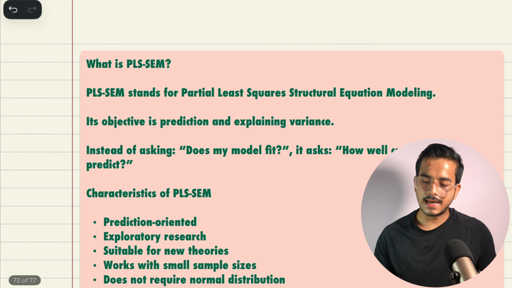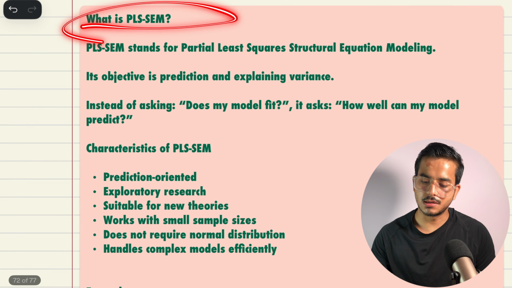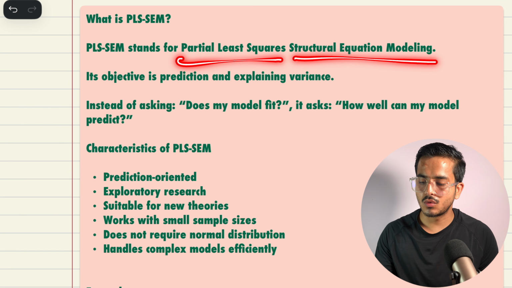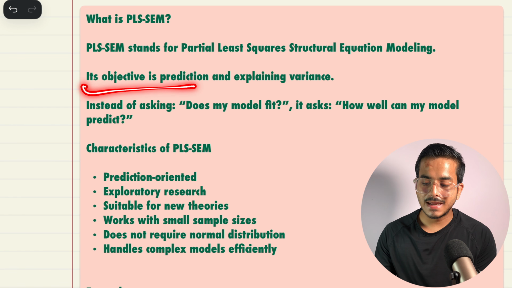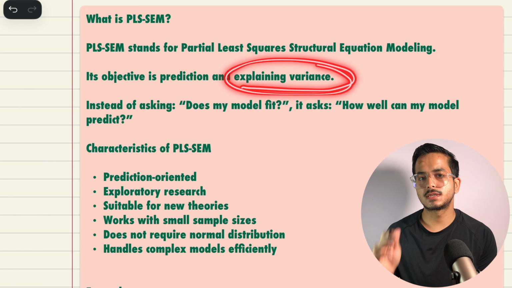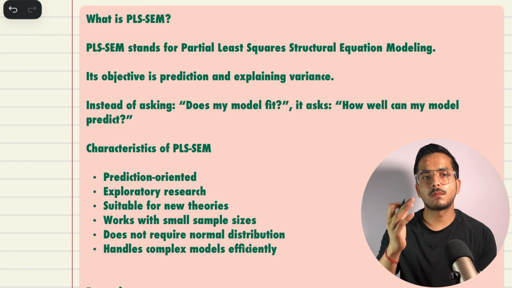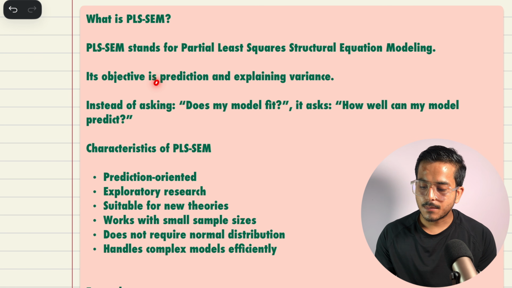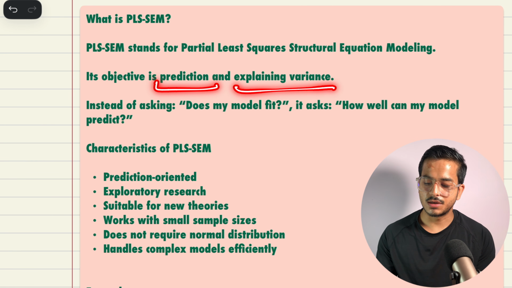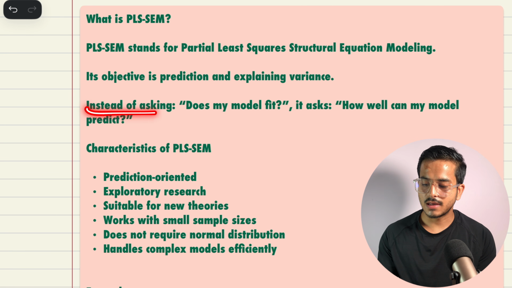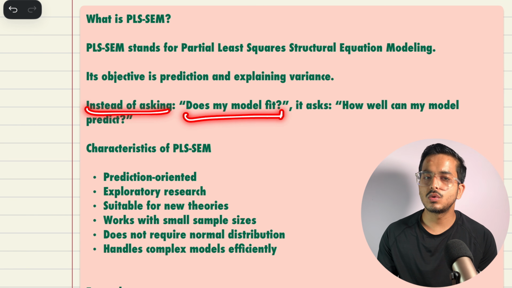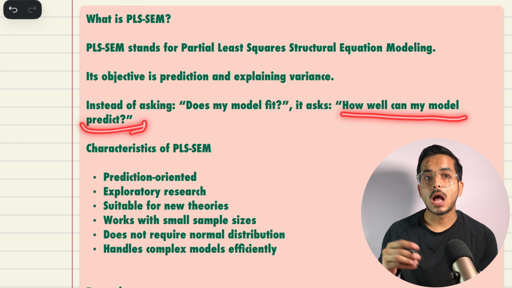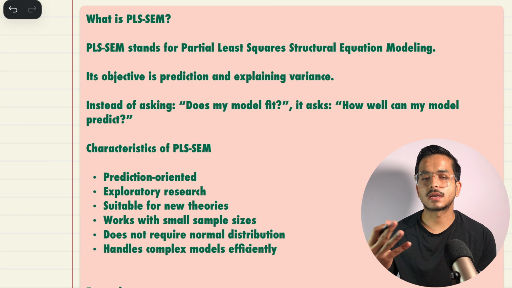Now comes the second SEM, that is PLS-SEM. PLS-SEM stands for partial least squares structural equation modeling. Its objective is prediction and explaining variation. It's not that there's a previously published theory and we have to confirm whether it applies to a respondent or not. It predicts and explains variance. Instead of asking, does my model fit, which we do in the case of CB-SEM, it asks, how well can my model predict the actual situation?